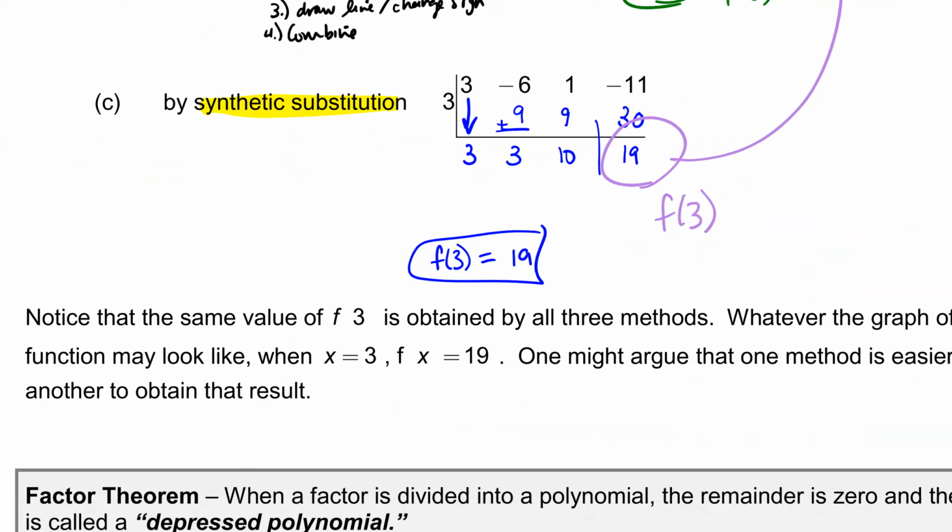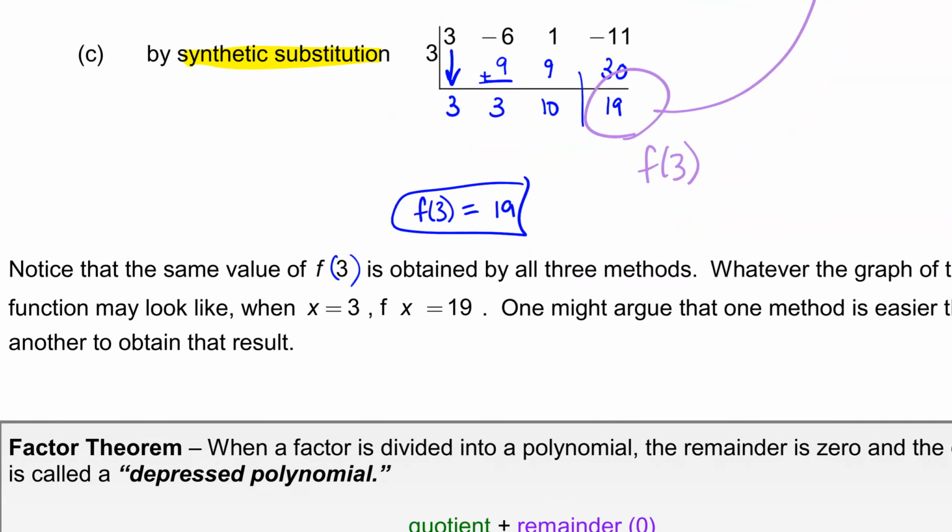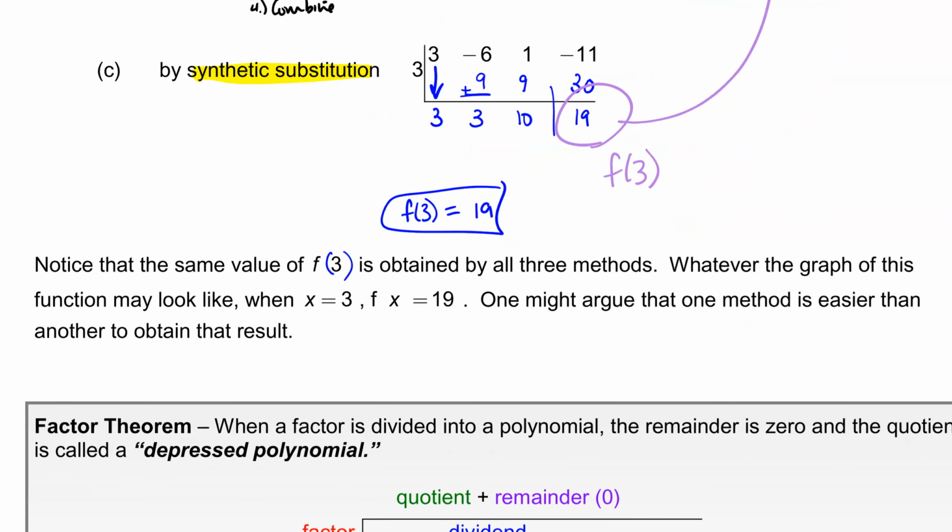So, notice that the same value, f of 3, is obtained by all three methods. Whatever the graph of this function may look like when x equals 3, f of x equals 19, right? So f of x is another way of saying y. The y value is 19 when x equals 3. One might argue that one method is easier than another to obtain the result, right? Synthetic is definitely easier than long division. That was very apparent on your quiz. It's shorter. It's just so easy to get messed up with the minus and the negatives with your long division. I prefer the synthetic.